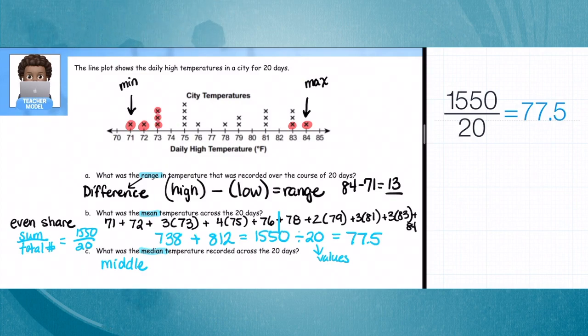1, 2, 3, 1, 2, 3. I'm getting closer to the middle. 1, 2, 3, 1, 2, 3. All right, and here are my 2 numbers in the middle.